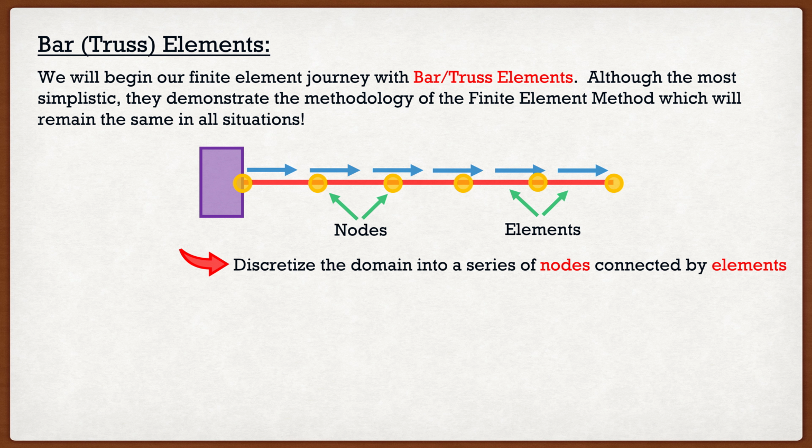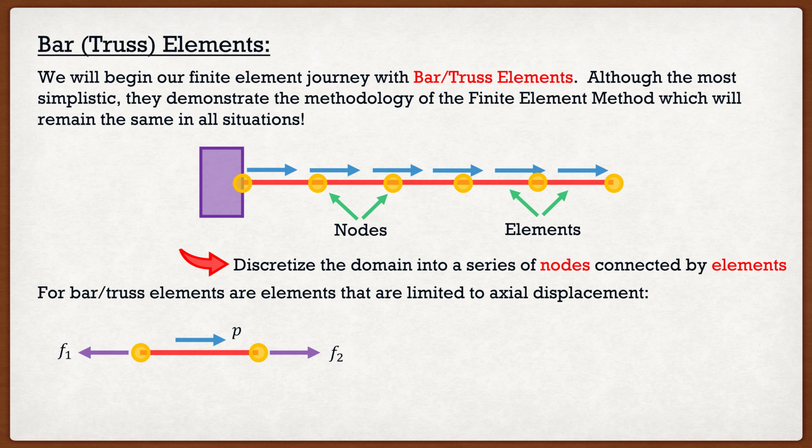Now, a bar or truss element is the most simplistic because it is limited to axial displacement. Therefore, if I look at my element here, we know it can only be stretched or contracted in one direction. It's not going to shear, it's not going to bend or anything like that. So this is why it's the most simplistic. It also only has basically 2 loading scenarios. One is concentrated loads at the nodes, F1 and F2, or two, a distributed axial load along the element, represented by P here.